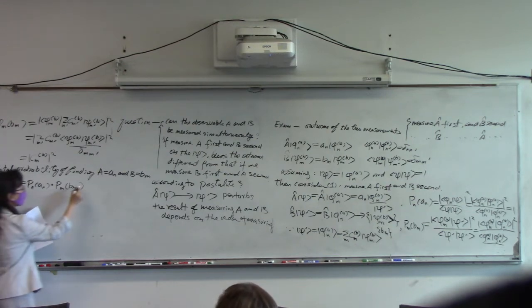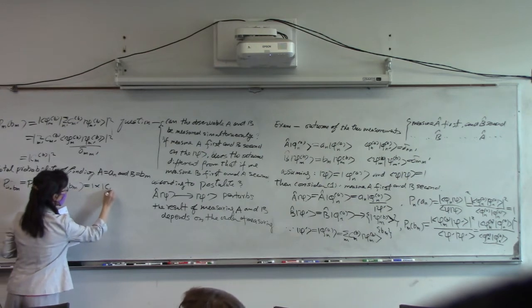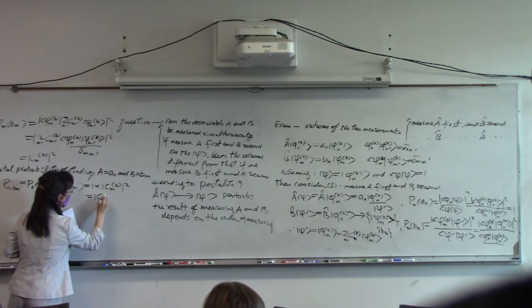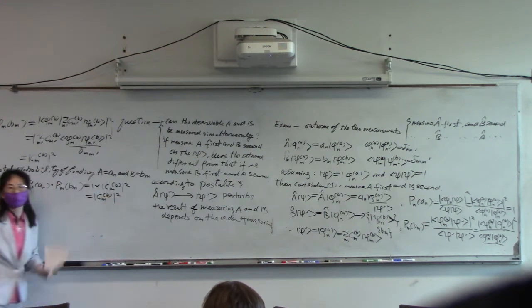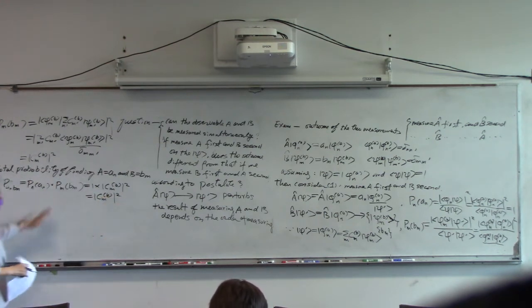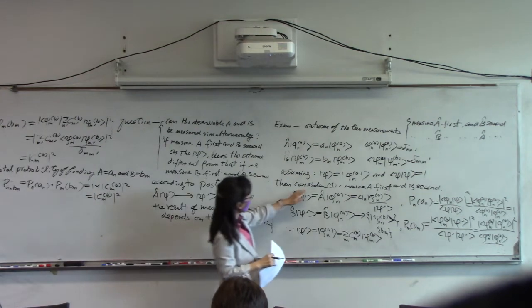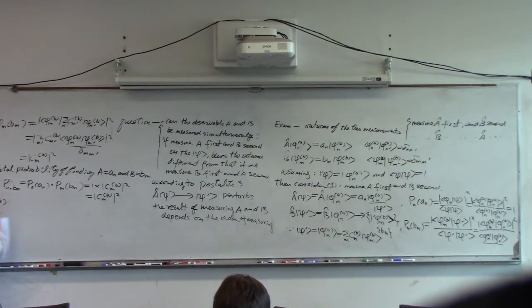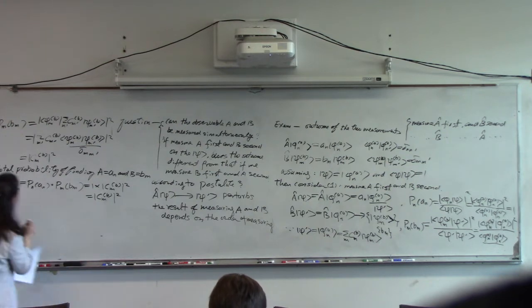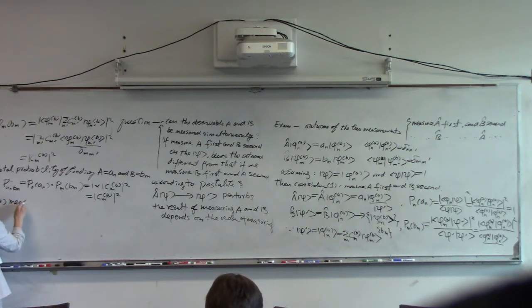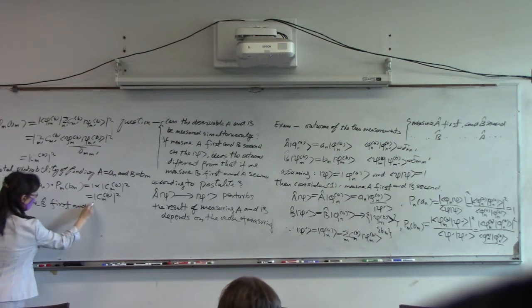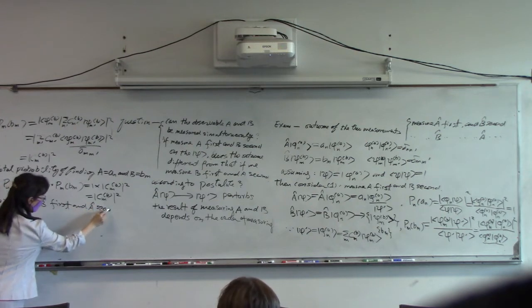And how much is it? 1 multiplied by |C_mn|squared. So that is |C_mn| squared, right? Okay, so that is when we consider the first case: measure A first and B second. Now we consider the second case, to measure B first and A second. Let's see what happens.